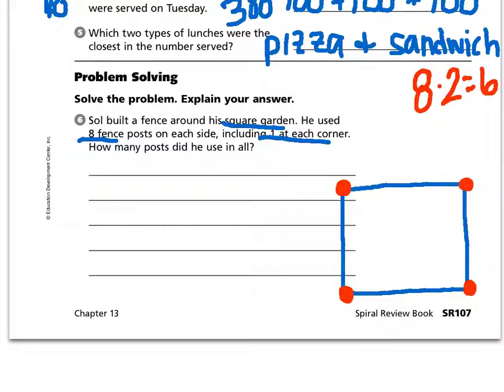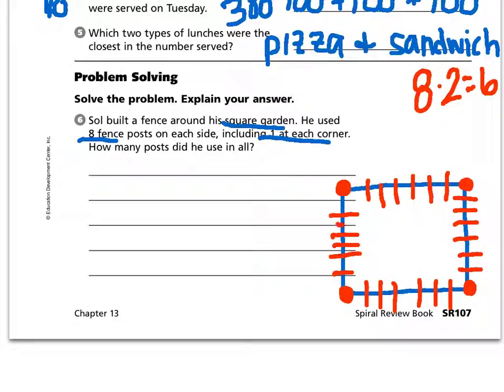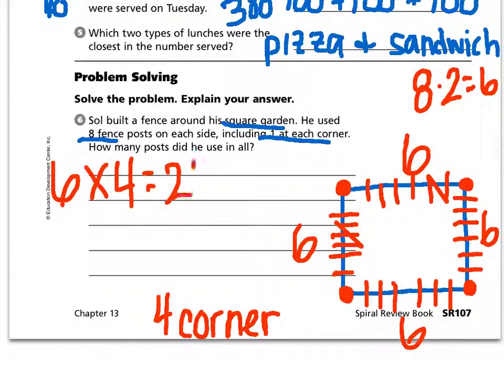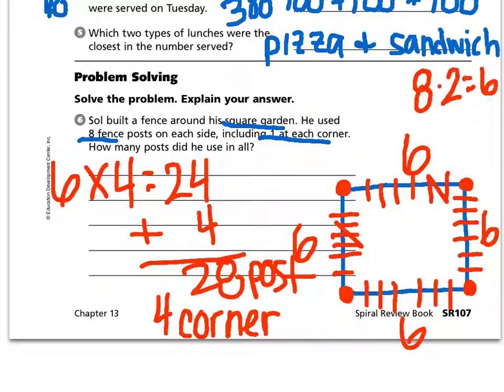So I need to put 6 in between each post. So 1, 2, 3, 4, 5, 6. So now that I have 6 on each side, I'm going to write that in. But then I also need to count the 4 corner posts, so I'm going to remember that as well. I know that 6 times 4 equals 24, and then I'm going to add the 4 corner posts, which would equal 28 posts in all. Remember to show all of your work.